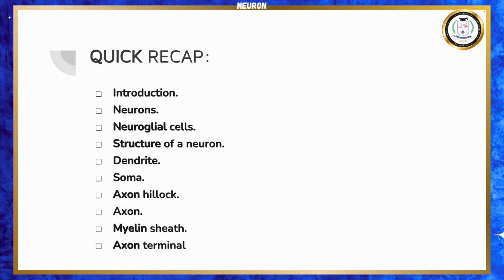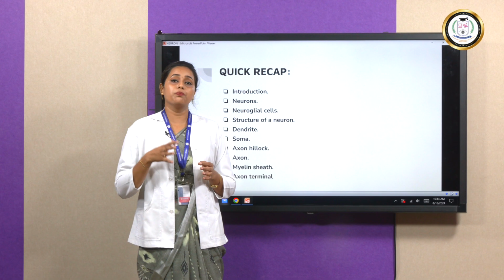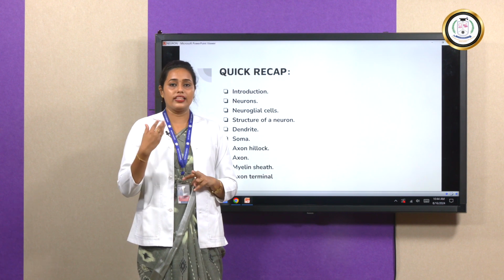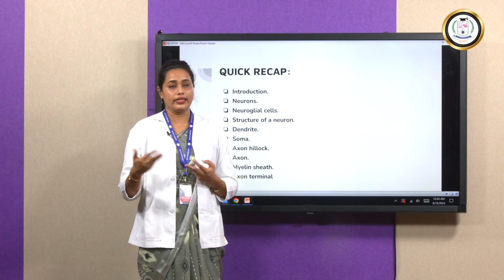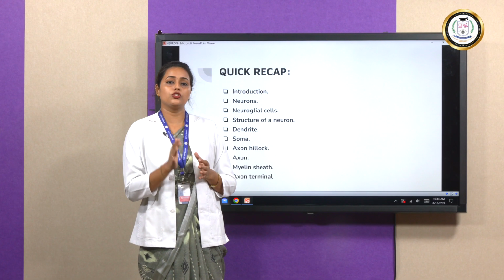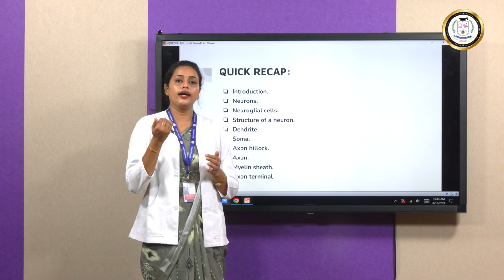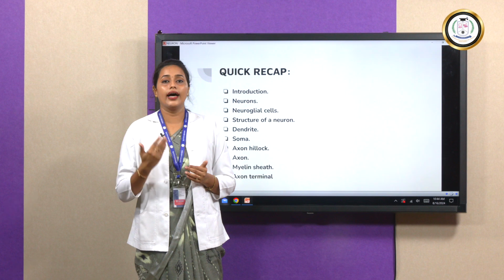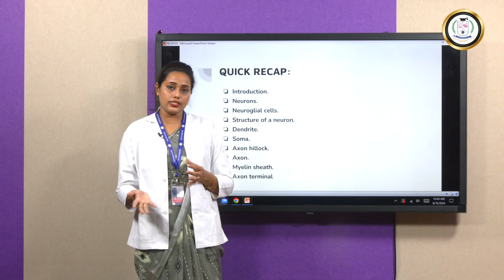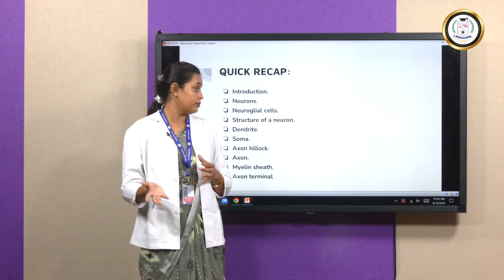So in the introduction, we discussed that the nervous system is mainly composed of two major cell types: the neuron and the neuroglial cells. First we started with the neuron. Neurons are the basic structural and functional unit of the nervous system, the true functional cells responsible for conducting action potentials. Then we covered the neuroglial cells, which are the supporting, non-conducting cells.